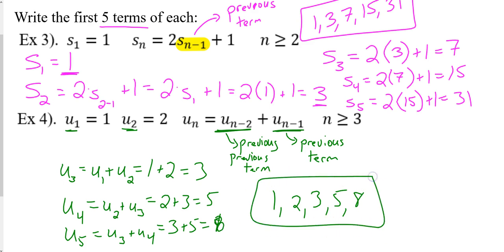So you can see here, 3 is made up of adding 1 and 2. 5 is made up of adding 2 and 3. 8 is adding up 3 and 5. Our next term would then be 13. The term after that would be 21.